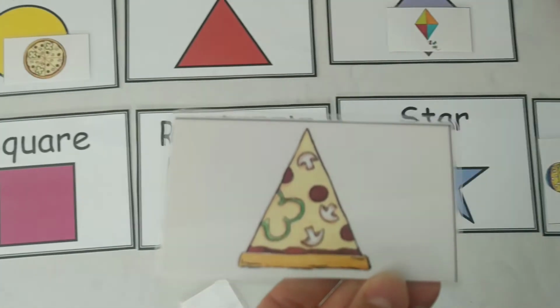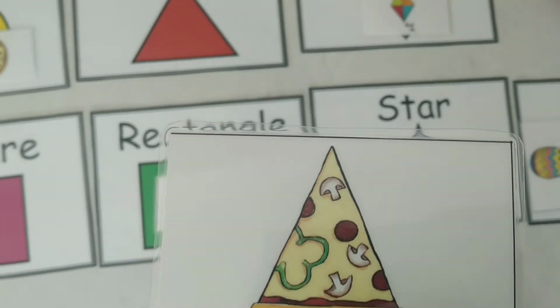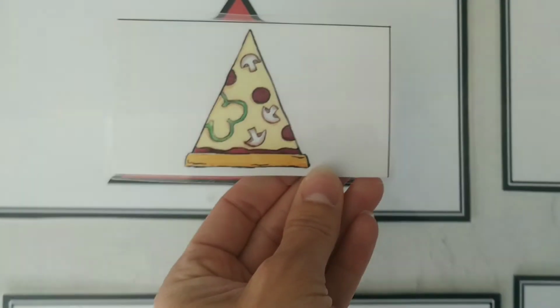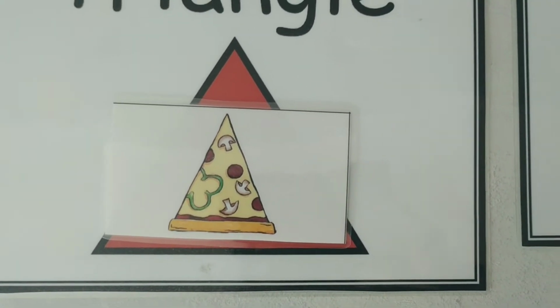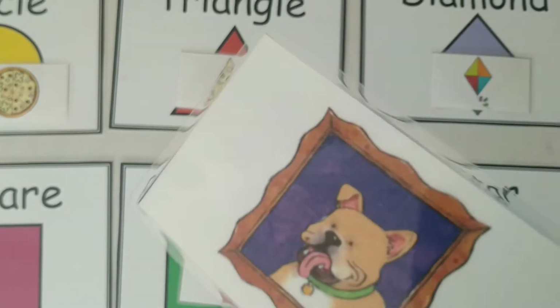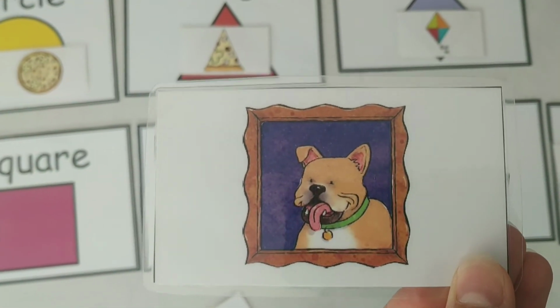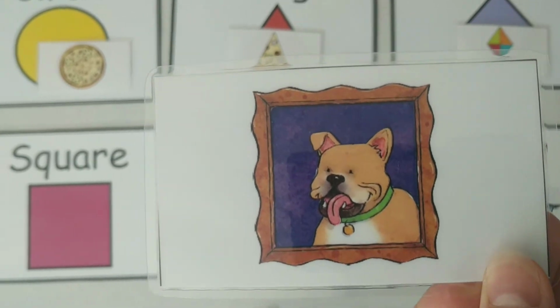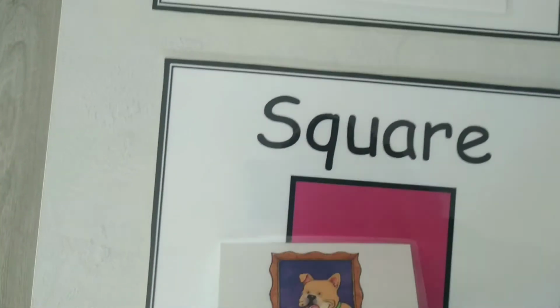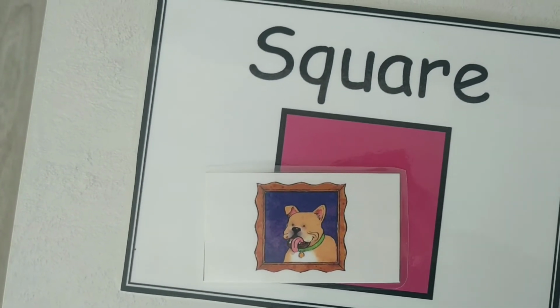What is this? It's a piece of pizza, and it's like a triangle. What is this? It's a square. It's a picture that is a square. Good job.